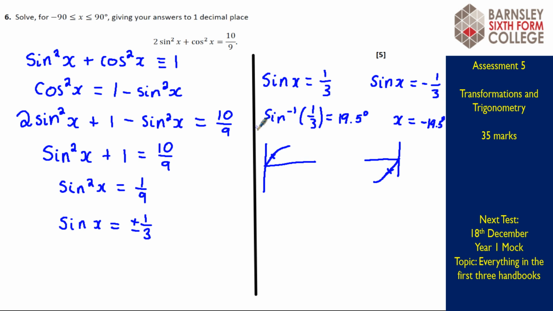Just put that there. So there's only 2 solutions, because normally we might do 180 minus 19.5. We might even sometimes add 360 to it, but they are well out of range. Same thing with the other one. We could do 180 minus 19.5, but yet again that would be well out of range. So our only solutions here are x equals 19.5 degrees and x equals minus 19.5 degrees.